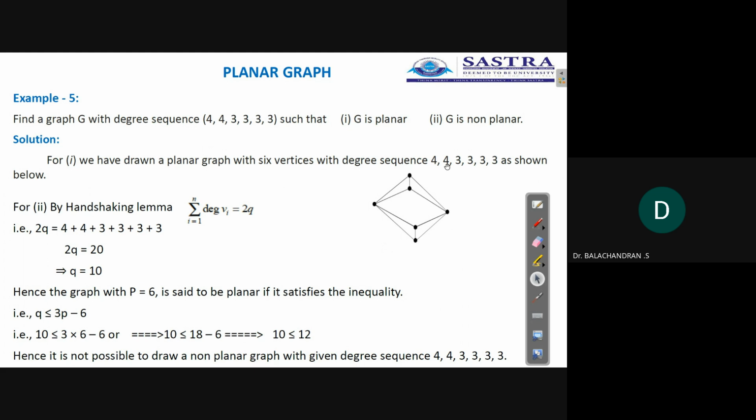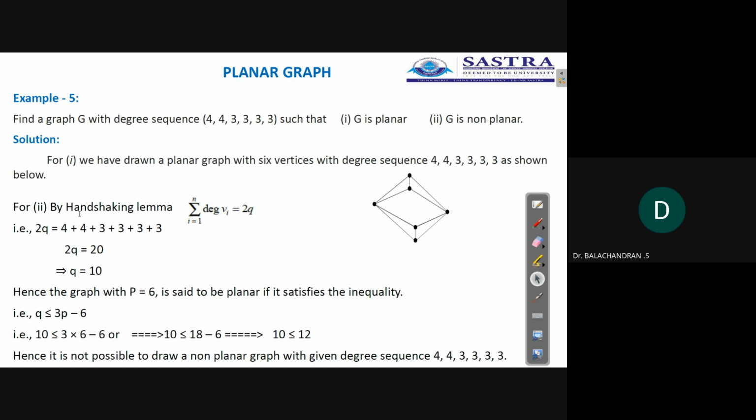Two vertices have degree 4. These two vertices are degree 4, and the remaining vertices are 3, 3, 3, 3. So this is a planar graph. Why is it a planar graph? Because the edges intersect only at the end points. It will not cross anywhere else. So that's why this is a planar graph. So first subdivision is over.